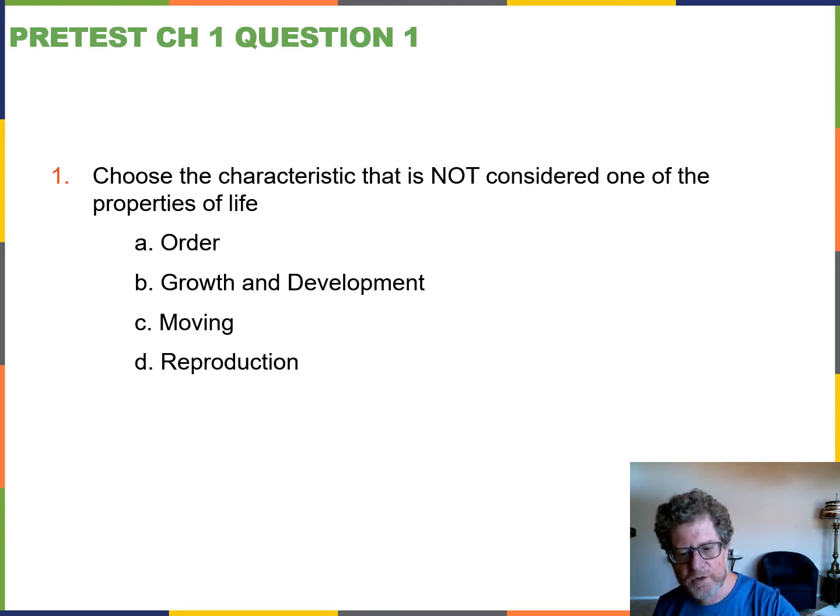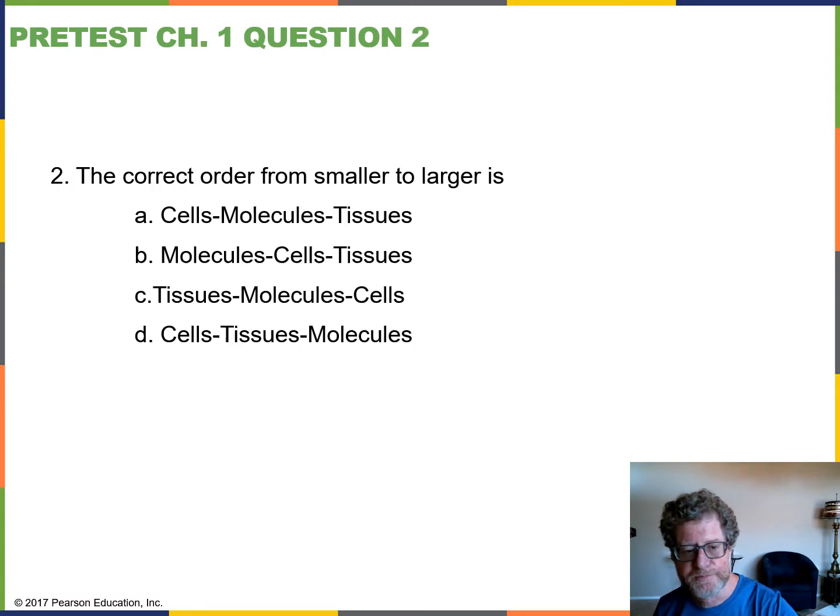Okay, so go ahead and choose a characteristic that is not considered one of the properties of life. Okay, and so hopefully you picked C, moving. There are a lot of living things that do not move. Things like plants that are rooted in place. Things like lichen, which is the funny orange and green stuff growing on rocks. A lot of bacteria are non-motile. So even though we think of living things as moving, that's not necessarily a characteristic of life.